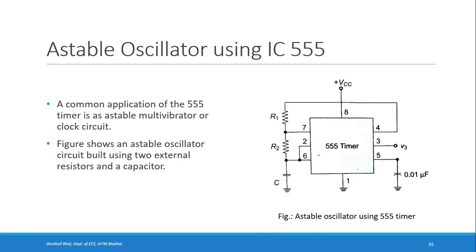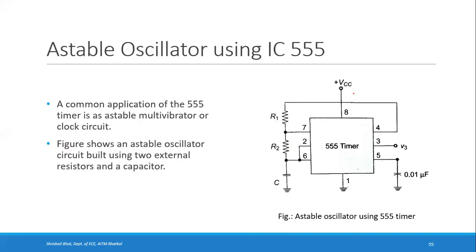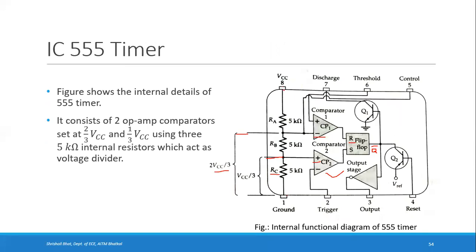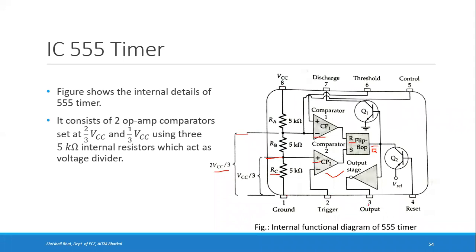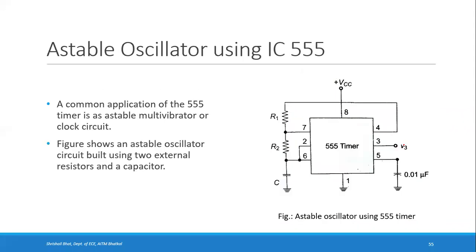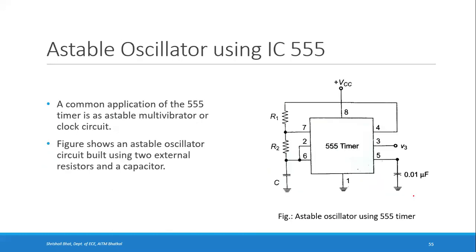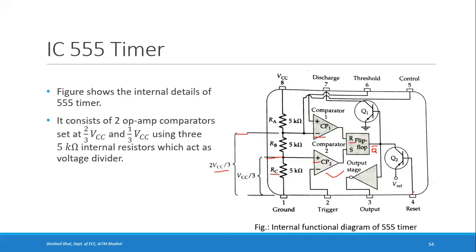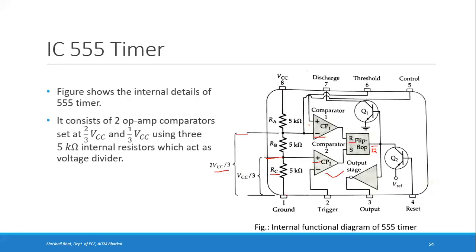Pin number 1 is ground, connected to the ground as seen here. Pin number 8 is VCC, so you are connecting it to VCC. Pin number 3 is the output pin. Pin number 4 is your reset pin, and pin number 7 is your discharge pin.